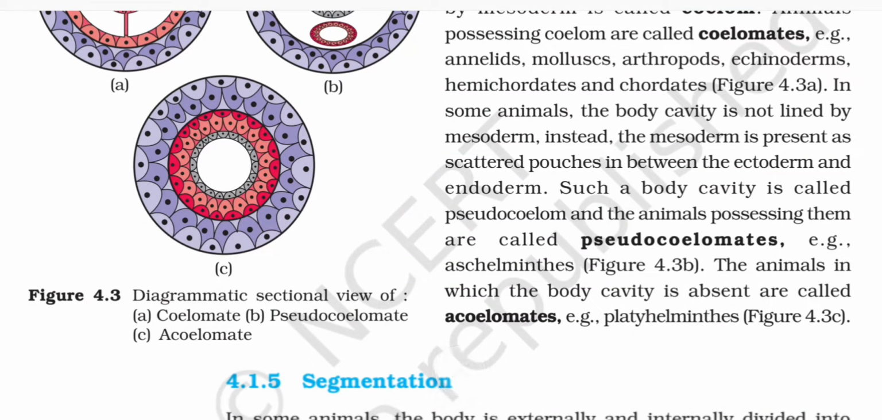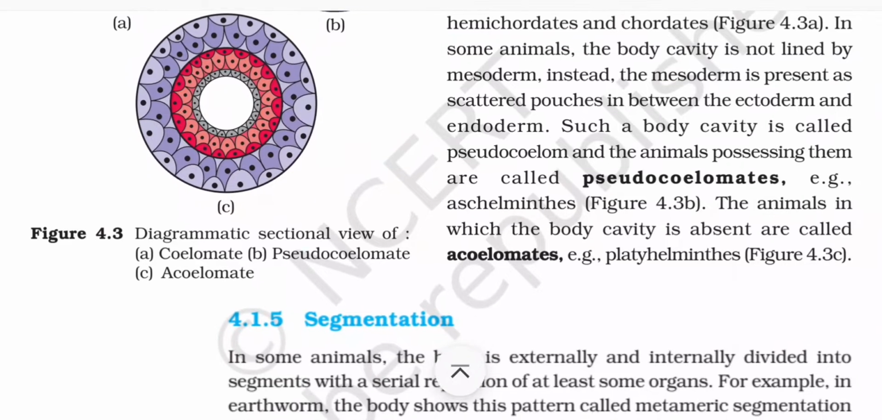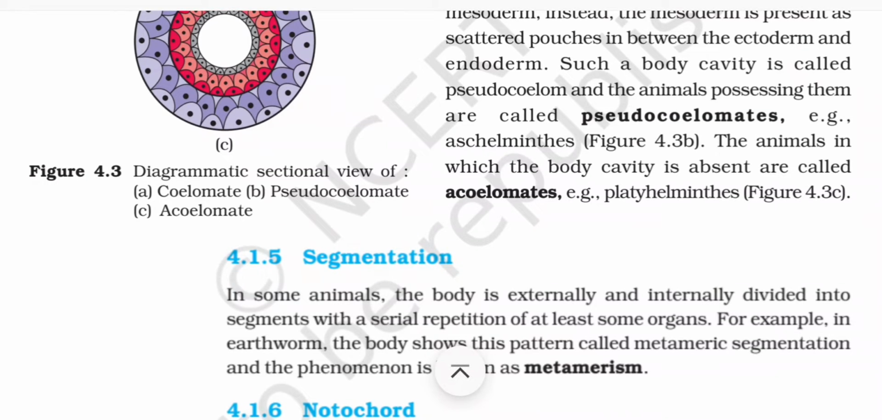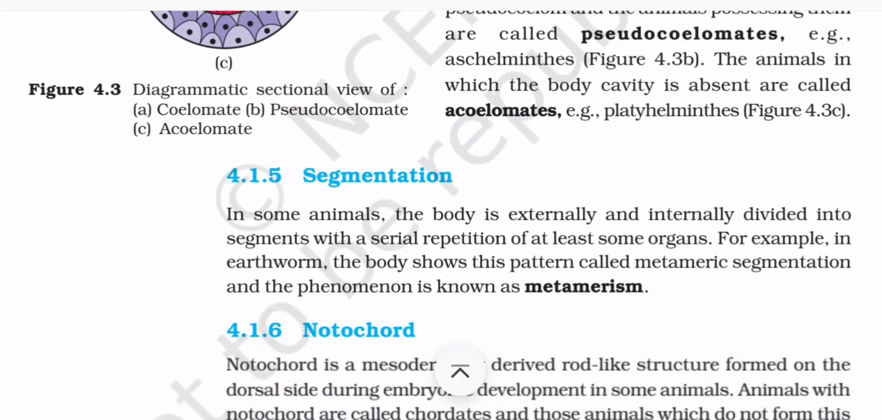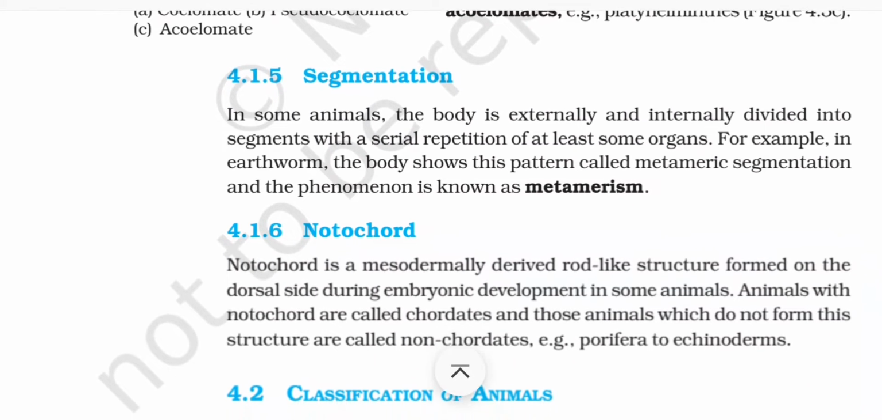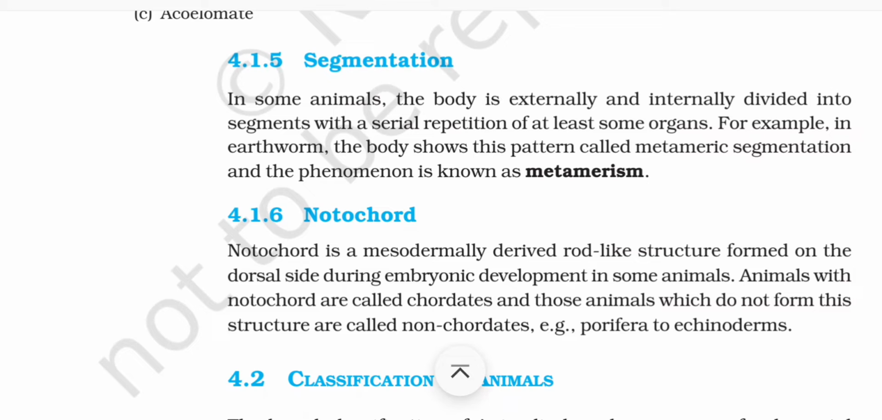Figure 4.3a. In some animals, the body cavity is not lined by mesoderm. Instead, the mesoderm is present as scattered pouches in between the ectoderm and endoderm. Such a body cavity is called pseudocoelom, and the animals possessing them are called pseudocoelomates. Example, Aschelminthes. Figure 4.3b. The animals in which the body cavity is absent are called acoelomates. Example, platyhelminths. Figure 4.3c.